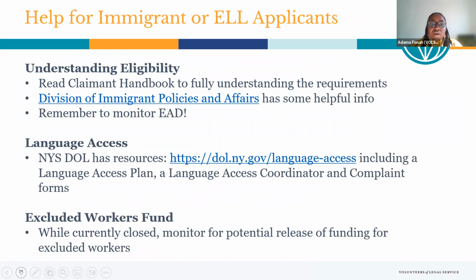Next slide. All right, so a bit of info on help for immigrants or ELL applicants. So for understanding eligibility, we have a link here for the Division of Immigrant Policies and Affairs. That could be helpful just for clients when it comes to the application process for immigrants. And they should emphasize that they need to read the claimant handbook. And the claimant handbook is available in different languages as well. So it's just helpful to emphasize to clients that regardless of whether or not they read the claimant handbook, they will be held to the standards of the claimant handbook.